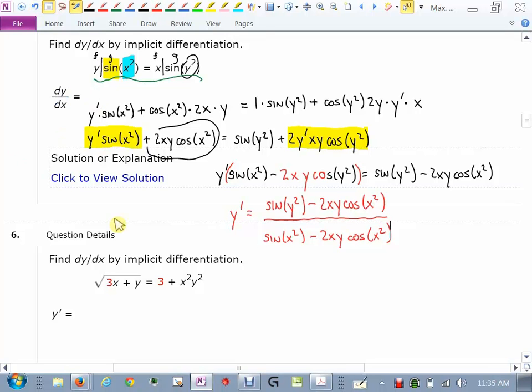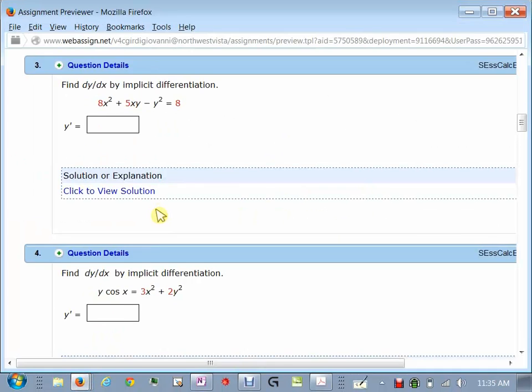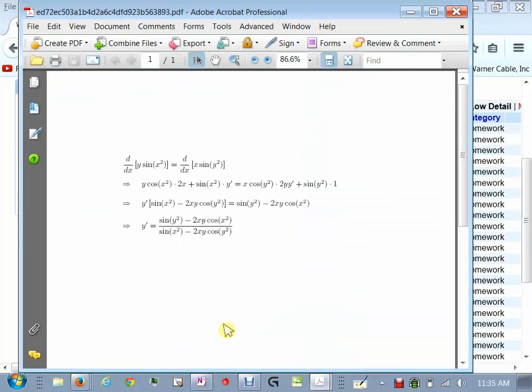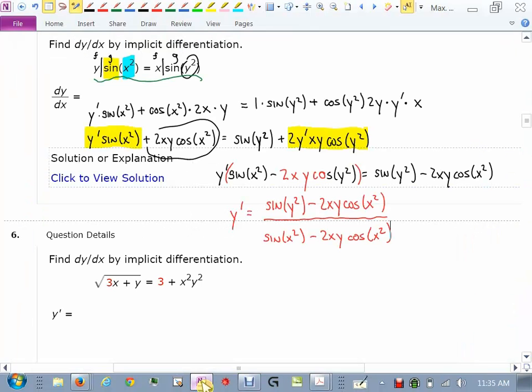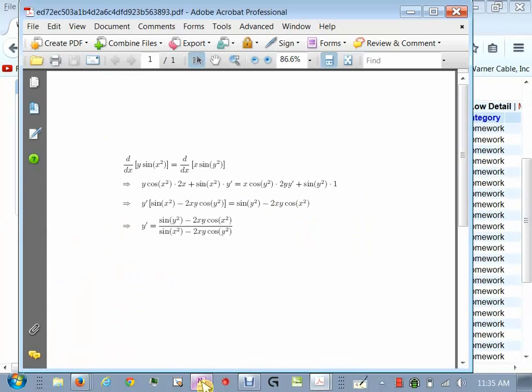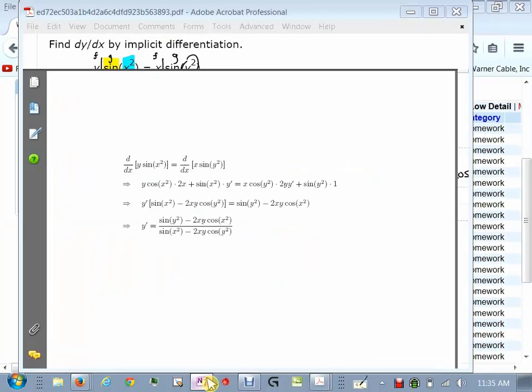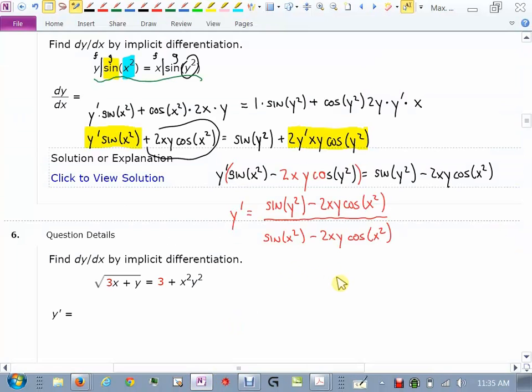Okay, let's verify this answer here. There we go. Sine y squared minus 2xy cosine x squared, and then over sine x squared minus 2xy cosine y squared. So, wait a minute, cosine, did I write that down wrong? Oh, yes, I did. Thank you. I'm glad I accidentally wrote that down. That was y squared that I divided through by. Y squared. Like that.